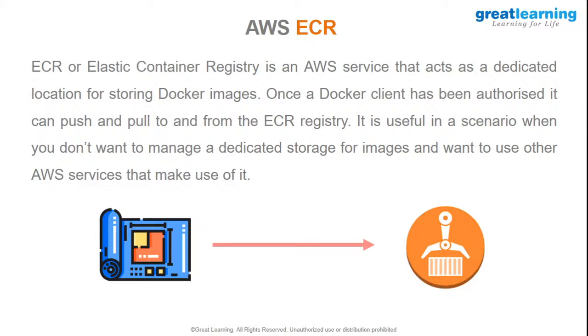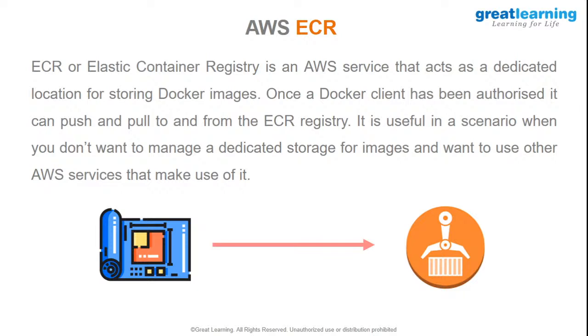It is an AWS service. AWS is Amazon Web Services, a cloud provider that gives us a lot of services on their cloud platform. ECR is an AWS service that acts as a dedicated location for storing Docker images. We know that Docker images are used to create containers. We don't share containers with our teammates; we share images so that they can run them on their own system. To share them, we make use of Docker registries.